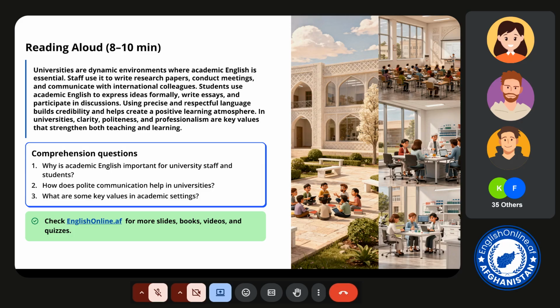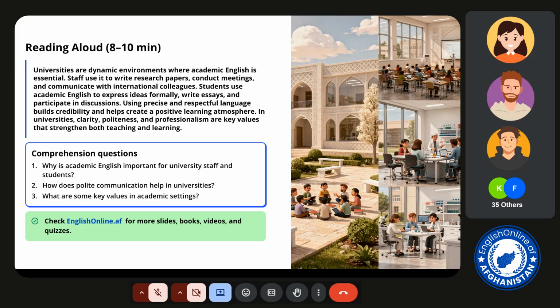Thank you so much, Zahidullah. A great job. Just this is using precise and respectful language, okay? And this is that our key values that strengthen both teaching and learning. Thank you so much, Zahidullah. Great job. Dear students, let's work on our questions.